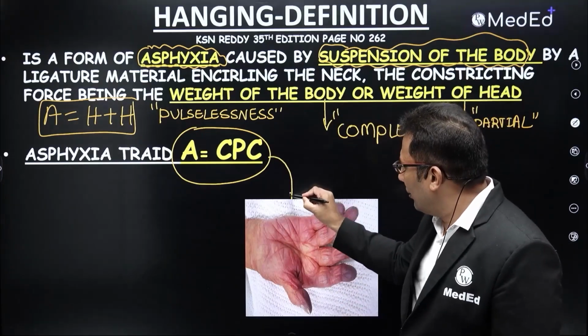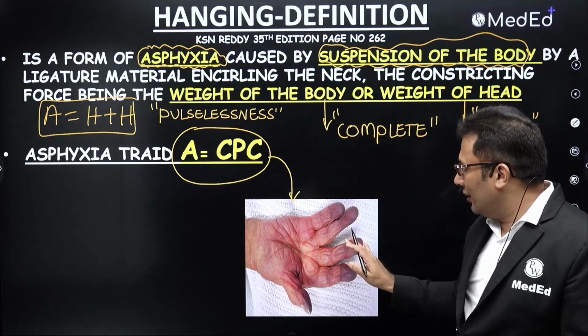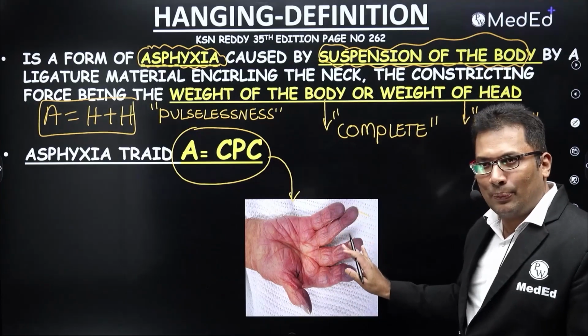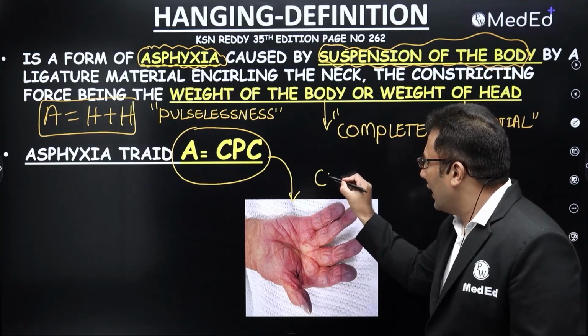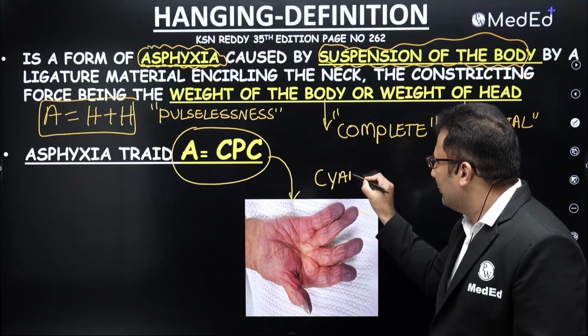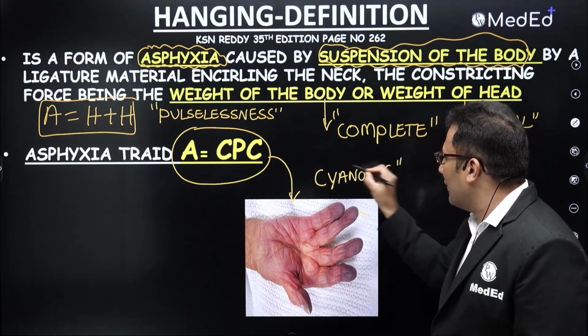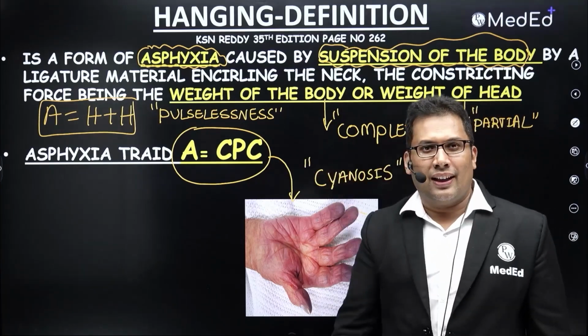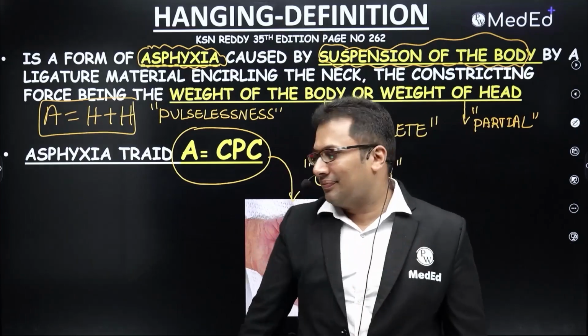you can see here a case of hanging. You can see here bluish discoloration of the tips of the fingers. What is this known as? Cyanosis. Why is there cyanosis in asphyxia? Because of hypoxia, decreased oxygen concentration.